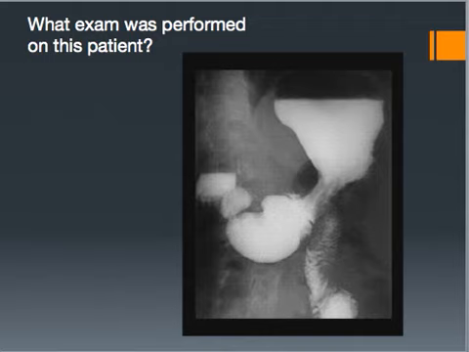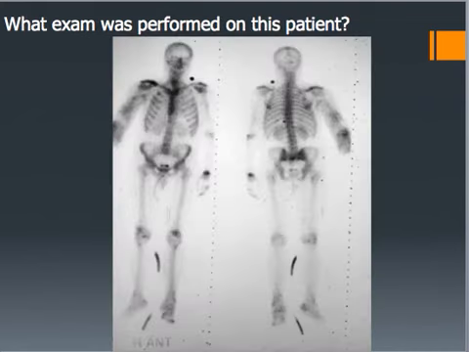What exam was performed on this patient? This again is of the stomach, so this is an upper GI. So here is the white contrast in the stomach, the air in the fundus of the stomach, and it's starting to empty into the small intestine there. What exam was performed on this patient? Again, this is a nuclear medicine bone scan, right? We're looking at a skeleton. We're seeing the hot and cold spots on the patient, but there's not much detail.